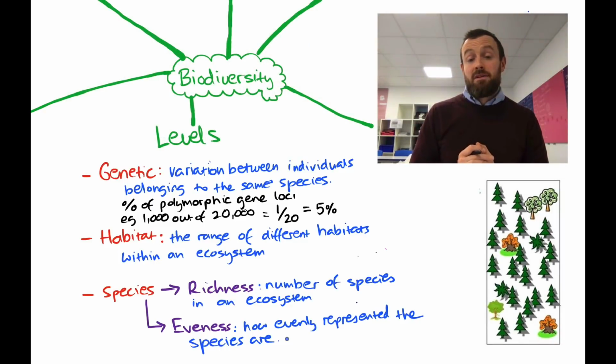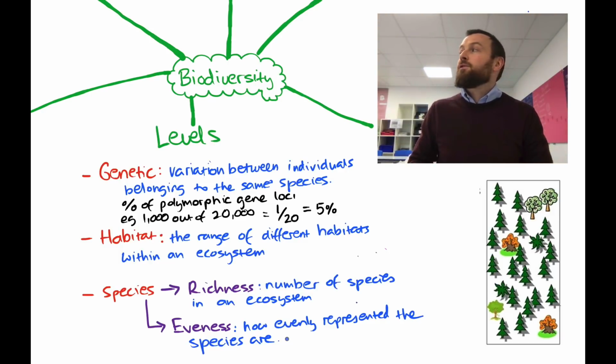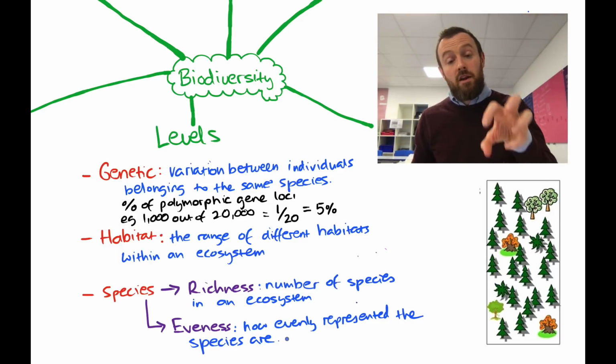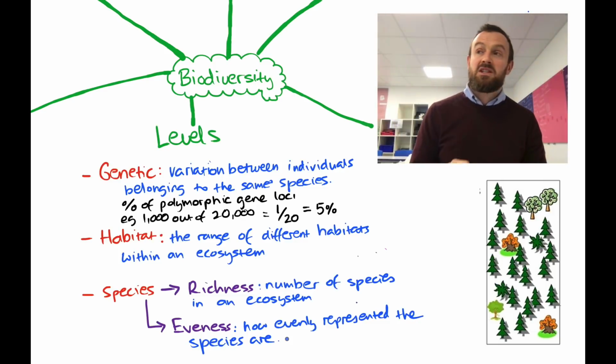One habitat might be very rich in species. There might be 30 different species there. But if you had just one type of species in abundance and all the other species in much lower numbers, then it would be rich but not even.